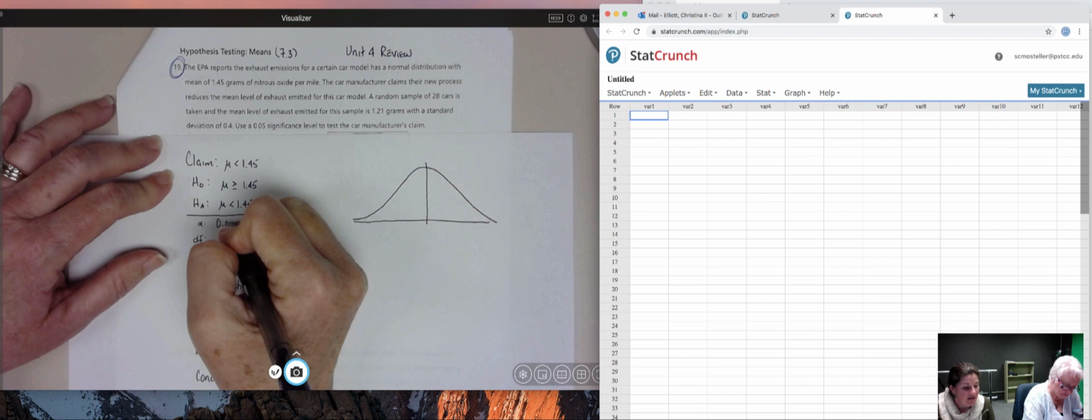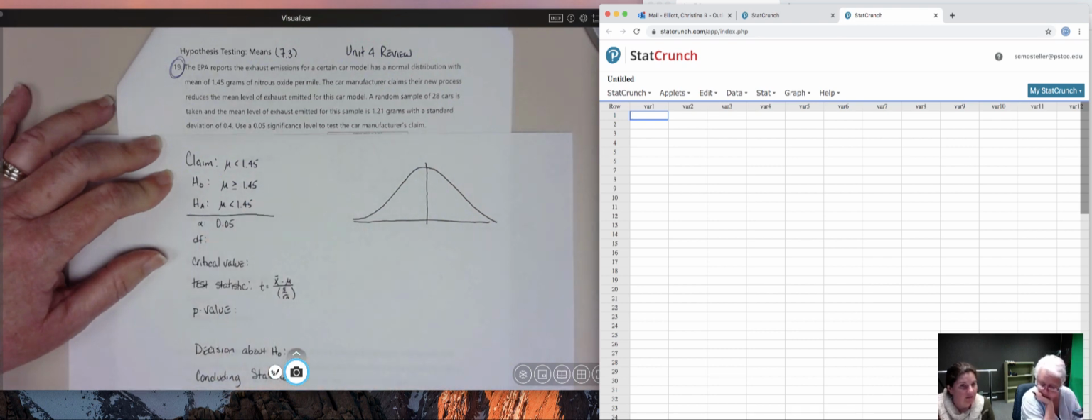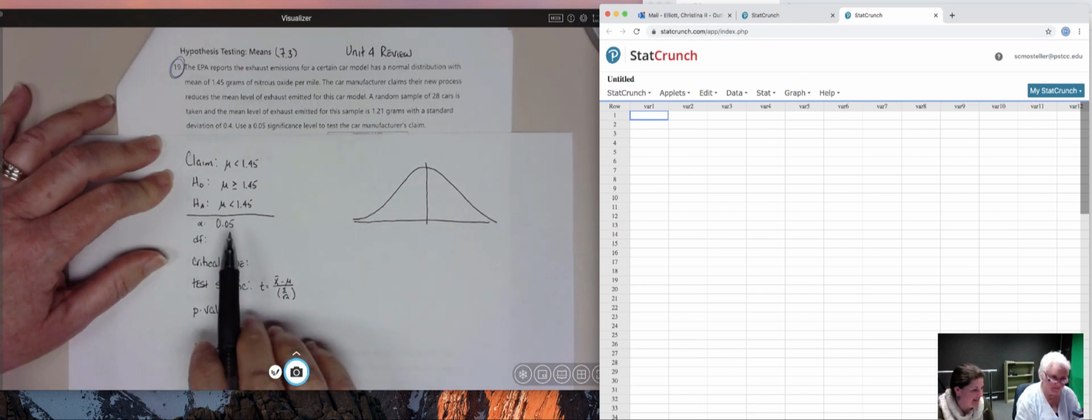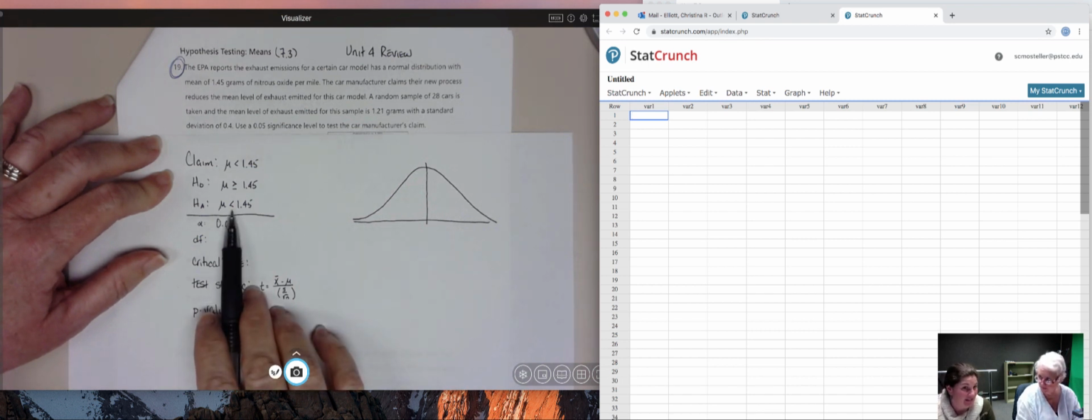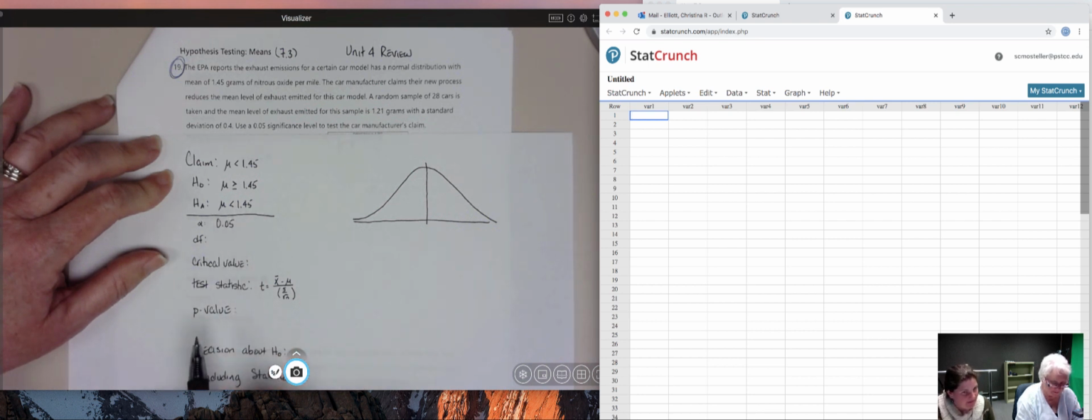Then we have this sample data, and we're going to use it to calculate the test statistic and find the p-value. But before we do that, let's determine what type of test this is. Since our alternate hypothesis has a less than, this is going to be a left tail test, and the area in that left tail of our rejection area is alpha, 0.05.